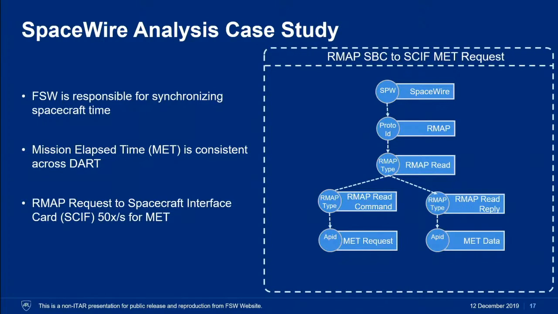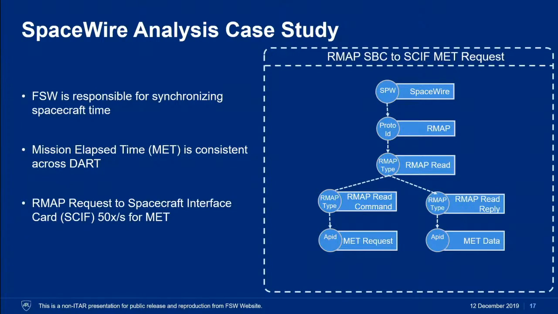This is done with the mission elapsed time, or the MET, and 50 times a second, the SBC requests this from the spacecraft interface card, or the SCIF. So glancing at the left, that diagram breaks it out into all of its pieces. It is a Spacewire message. It is an RMAP message.